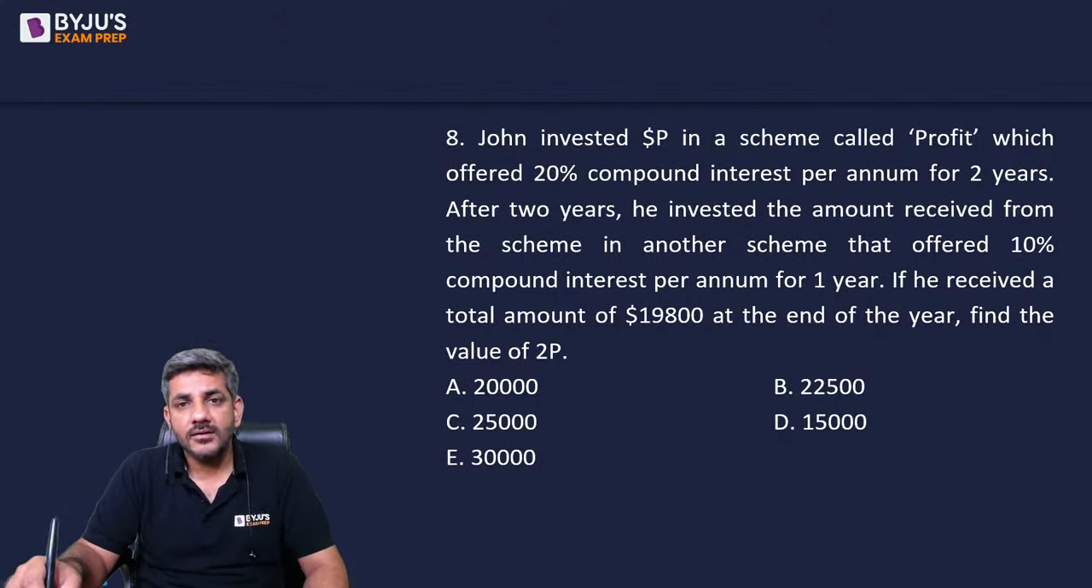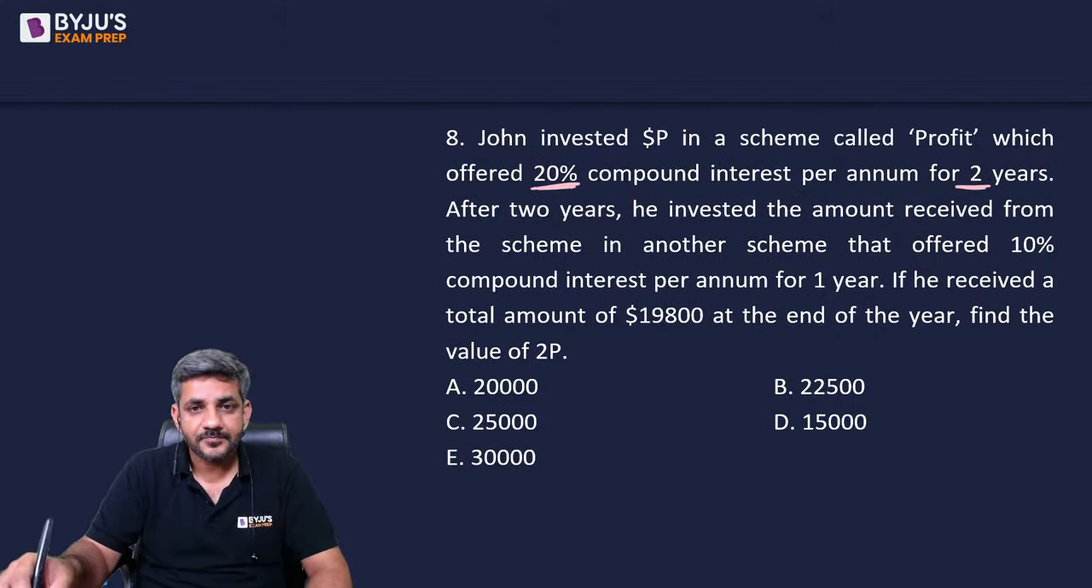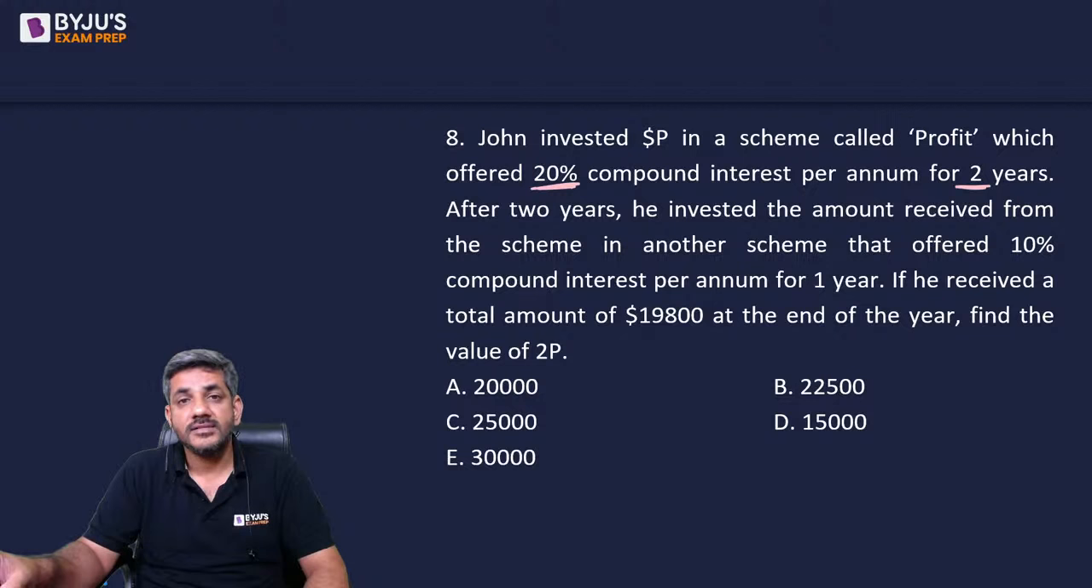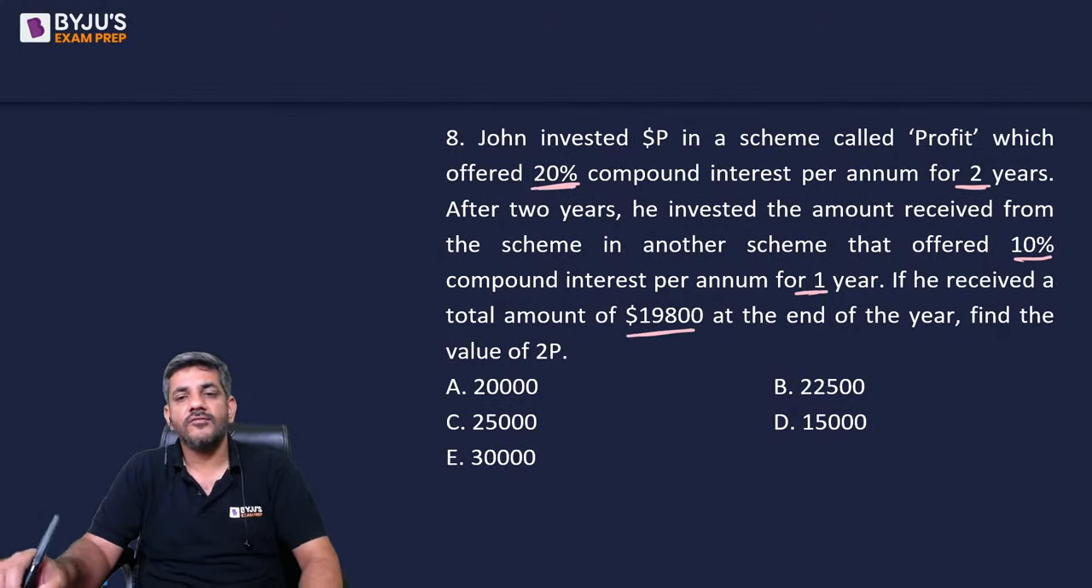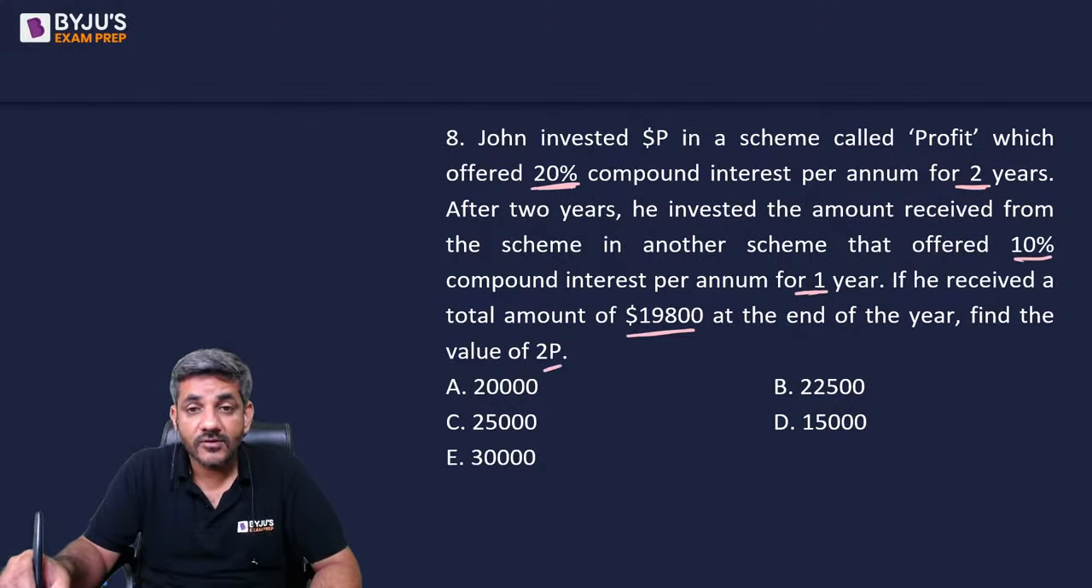John invested $P in a scheme called Profit, which offers 20% compound interest per annum for 2 years. After 2 years, he invested the same amount received from the scheme in another scheme that offered 10% compound interest per annum for 1 year. If he received a total of 19800 at the end of the year, find the value of 2P. The question is asking for 2P.